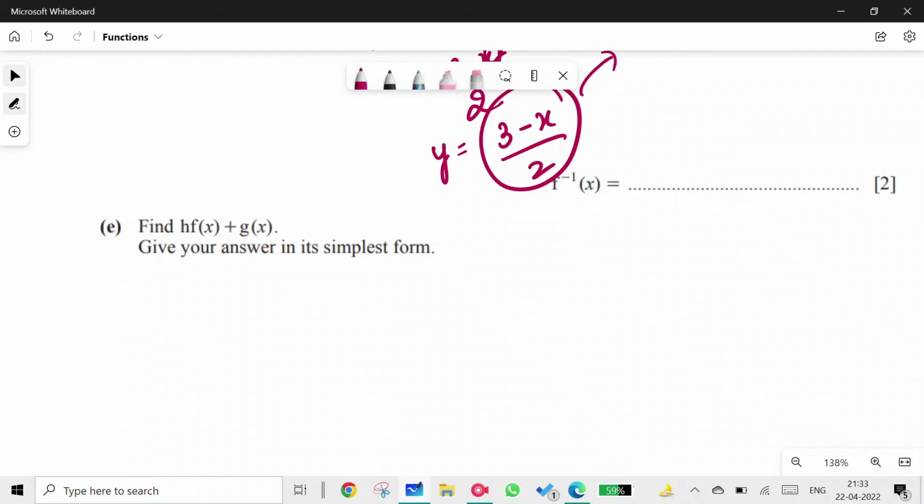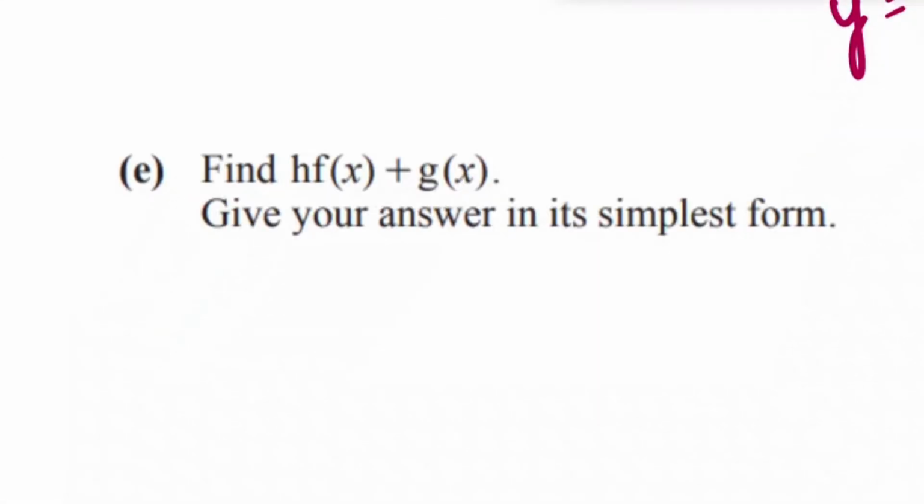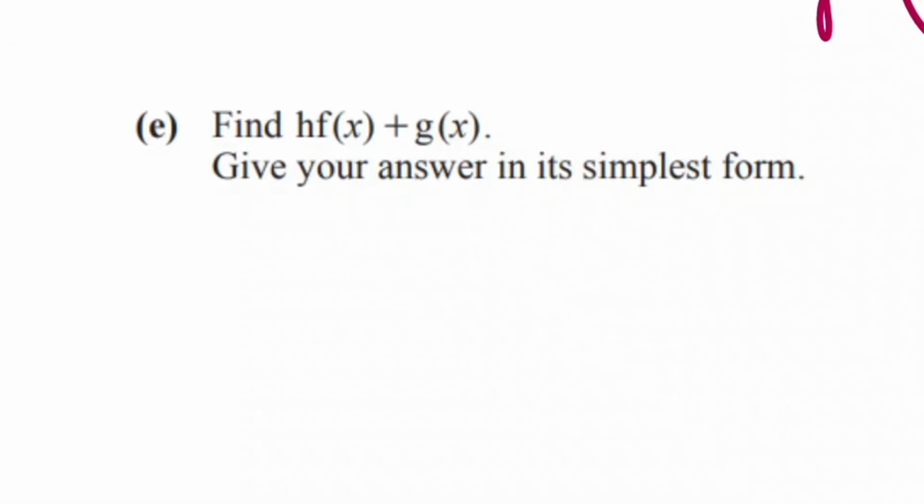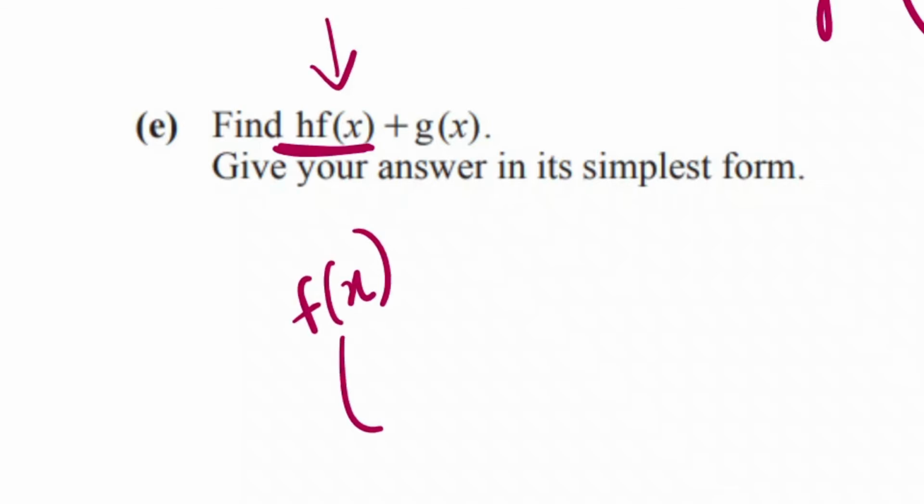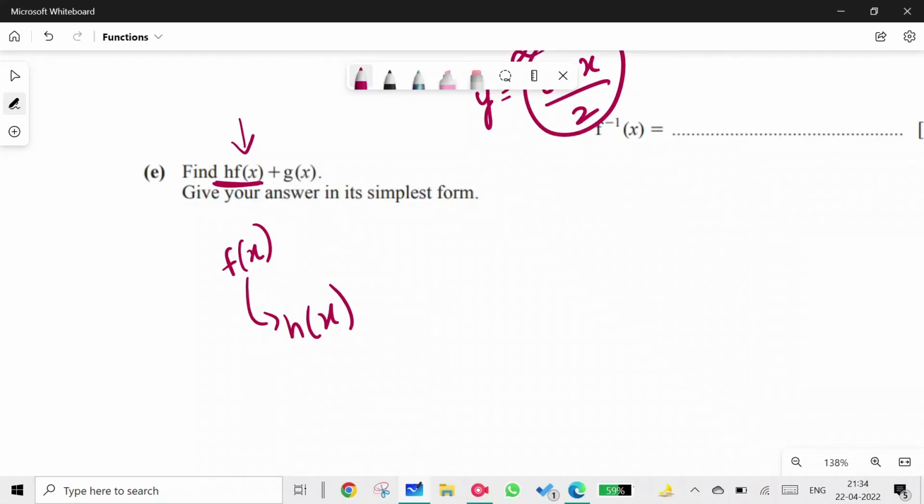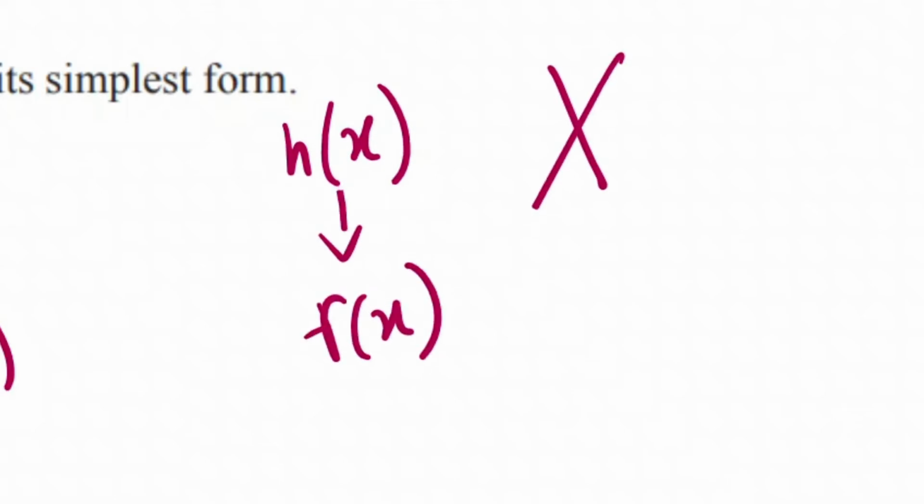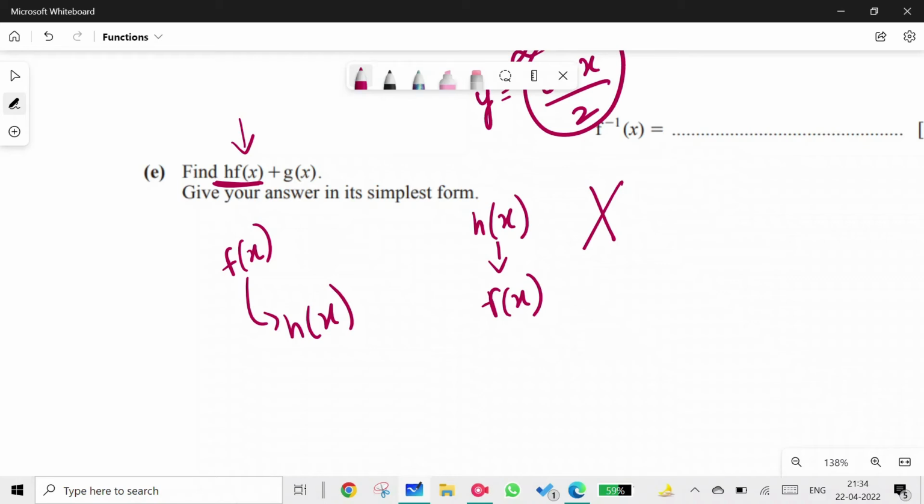Next we have find h of f of x plus g of x. Okay, the first thing is let's find h of f of x. This is a composite function. Now the thing that you have to remember when you're solving a composite function is the order of the functions. So here what we are supposed to do is take the value of f of x and then substitute it in h of x. Now if you do not follow this order, or in other words, if you take h of x and substitute it in f of x, this would give you a completely wrong answer, a different answer. So do not do this.